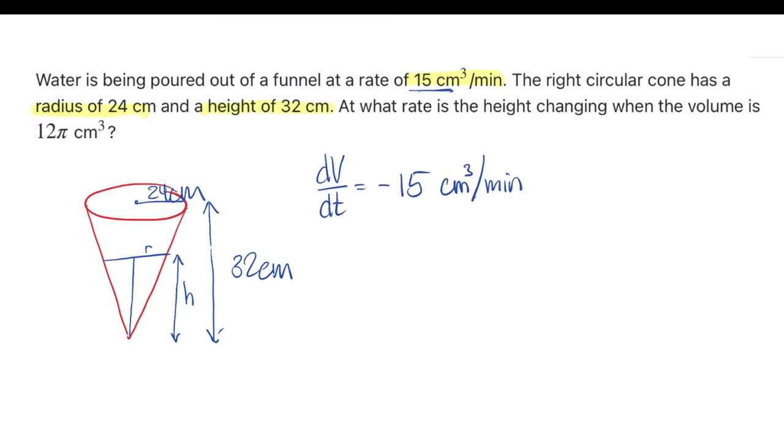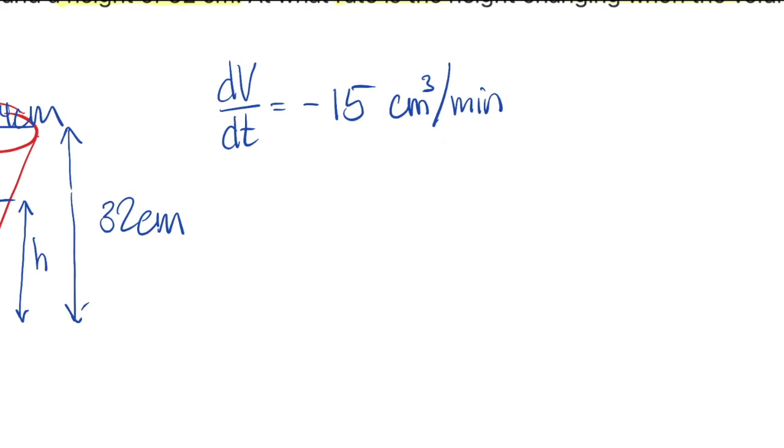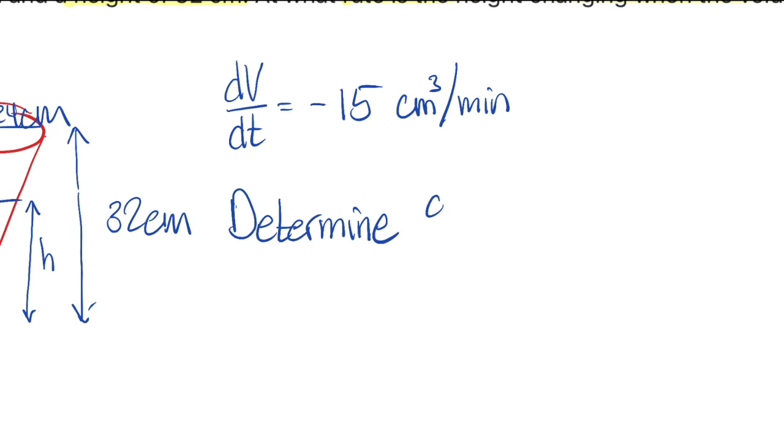And then they are asking us to determine the rate at which the height is changing at a specific volume, 12 pi cubic centimeters. So we want to determine dh/dt when the volume is 12 pi cubic centimeters.